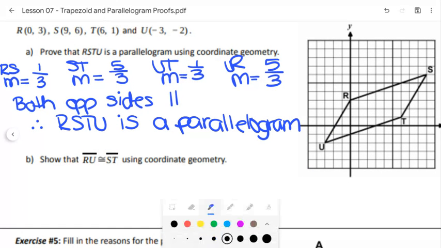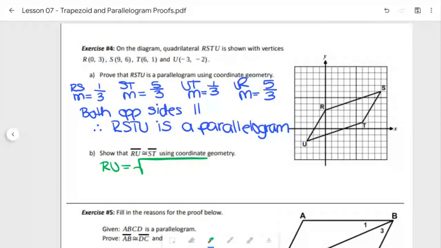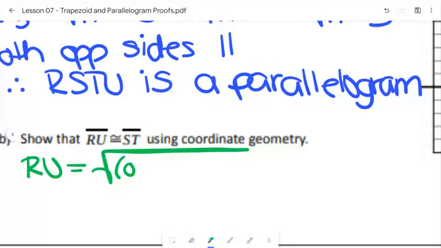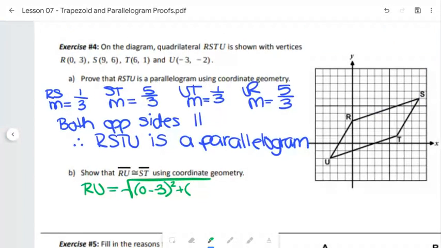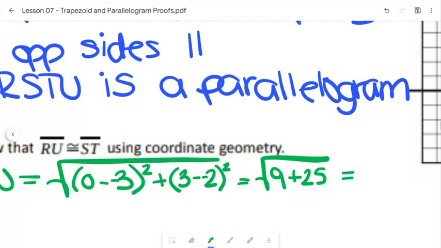Okay, but it does ask me to verify that RU is congruent to ST. So remember our distance formula, RU. If we plug that in, 0 subtract a negative 3 squared plus 3 subtract a negative 2 squared. 3 squared is 9, 5 squared is 25, and we get the square root of 34 for RU.